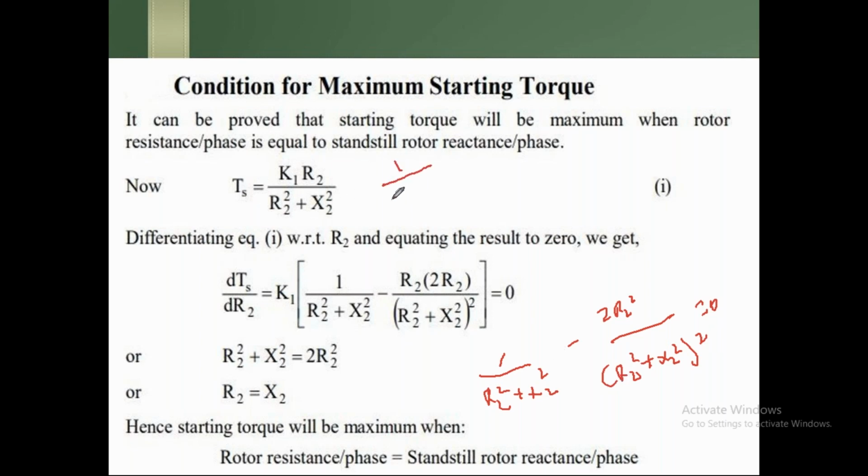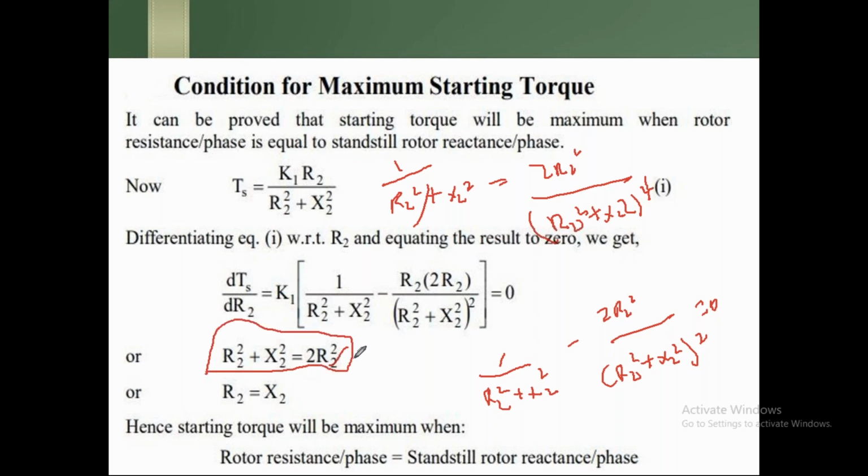1 divided by R2 square plus x2 square equals 2R2 square divided by (R2 square plus x2 square) whole square. Here 1 gets cancelled. If you cross multiply this, you will get R2 square plus x2 square equals 2R2 square. Now this is the condition for obtaining the maximum torque.